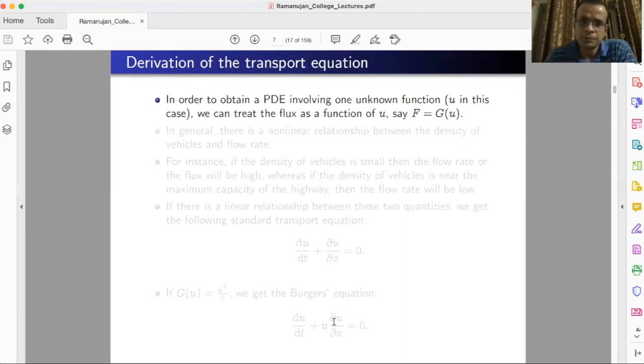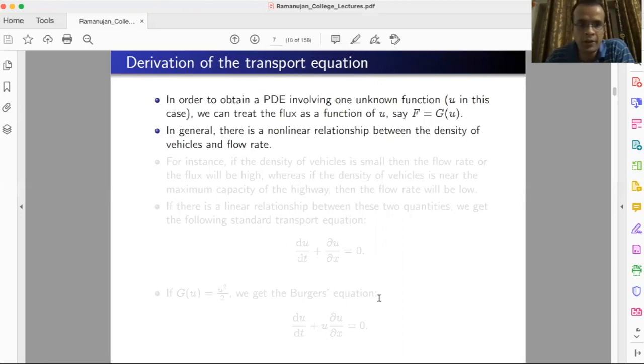So let's write f in terms of u. Let's say it's some function g of u, and in general this function g is going to be a nonlinear function. Which means that the relationship between the density of vehicles and the flow rate is, in general, going to be nonlinear.